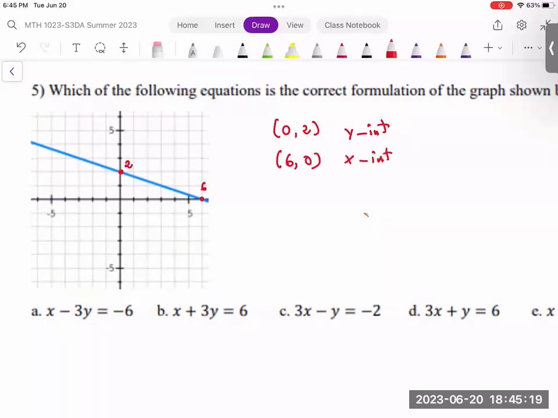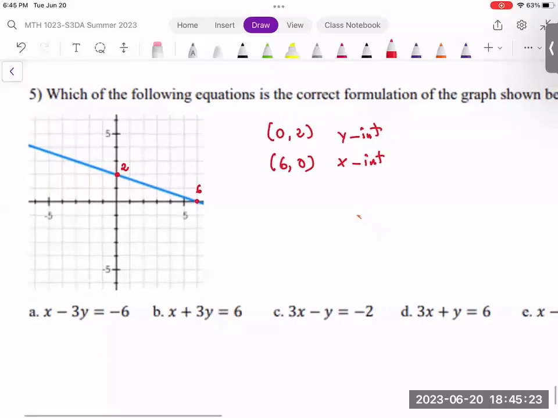Now, from these 2 points, I can determine what is the slope. The slope is m equals rise over run. Let's use the squares. First of all, the slope is going downward, so positive or negative? We know it's negative, so we're going to put negative here.